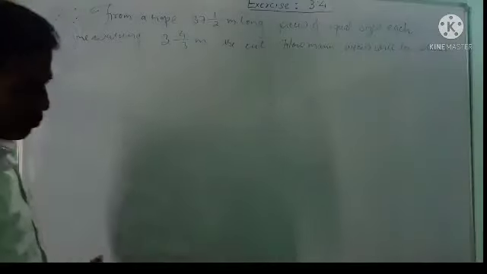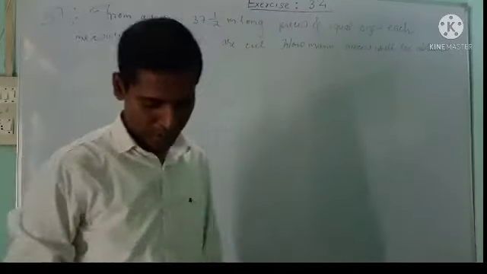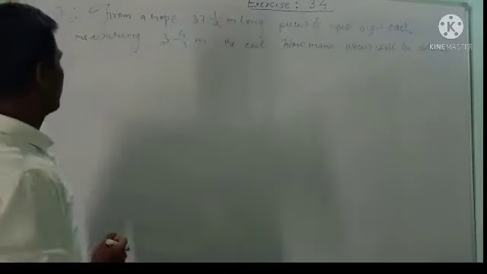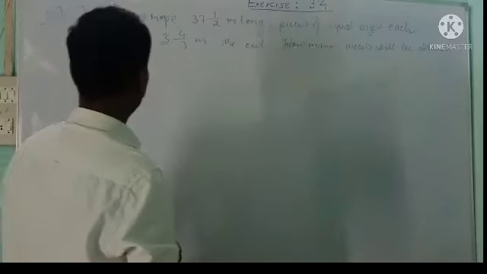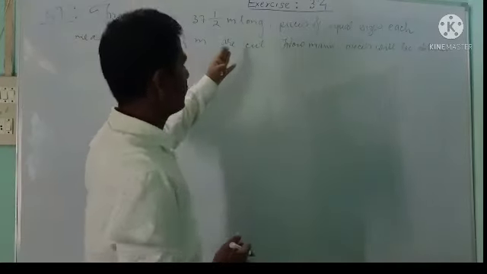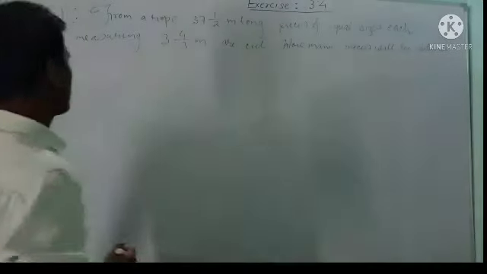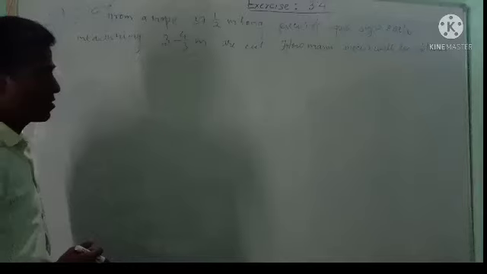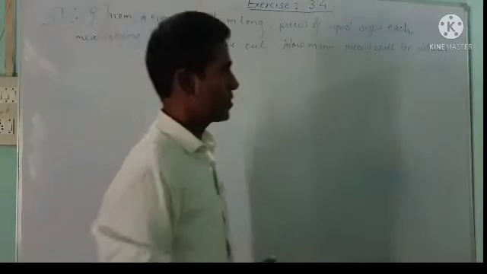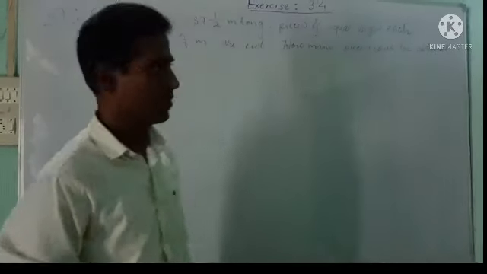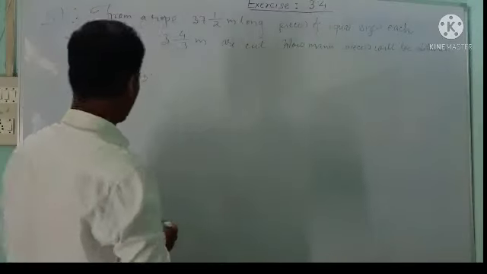Well, we'll solve one more last question from this very chapter, that is question number 7. From a rope 37.5 meter long, pieces of equal size, each measuring 3 and 4 by 3 meter, are cut. How many pieces will be obtained? Our question is how many pieces will be obtained.